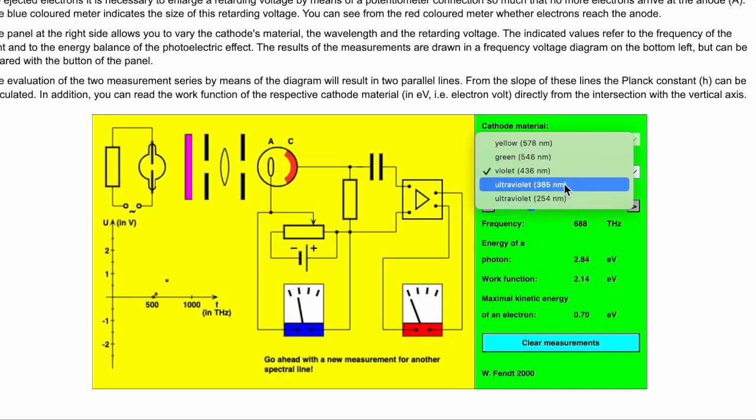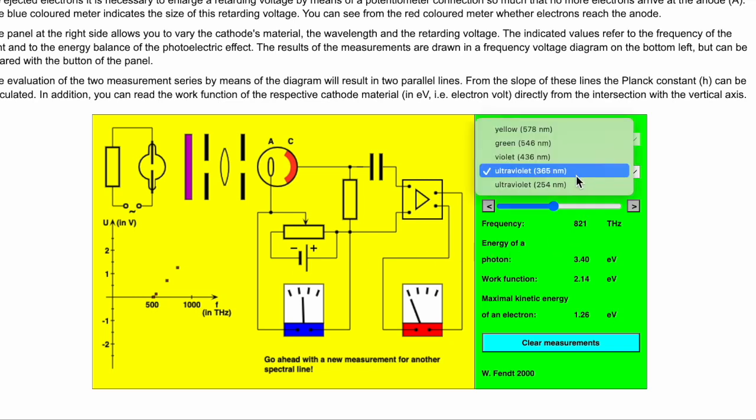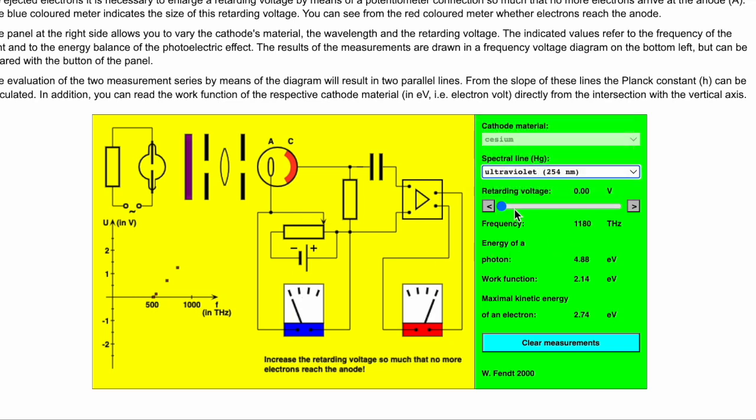Let's do our ultraviolet of 365 nanometers. So we're getting shorter in wavelength now and higher in frequency. Let's raise that until there's our other point. And now let's do our last one of 254 nanometers. It's even shorter wavelength and higher frequency. We're going to get another data point there, and then we have our final graph.